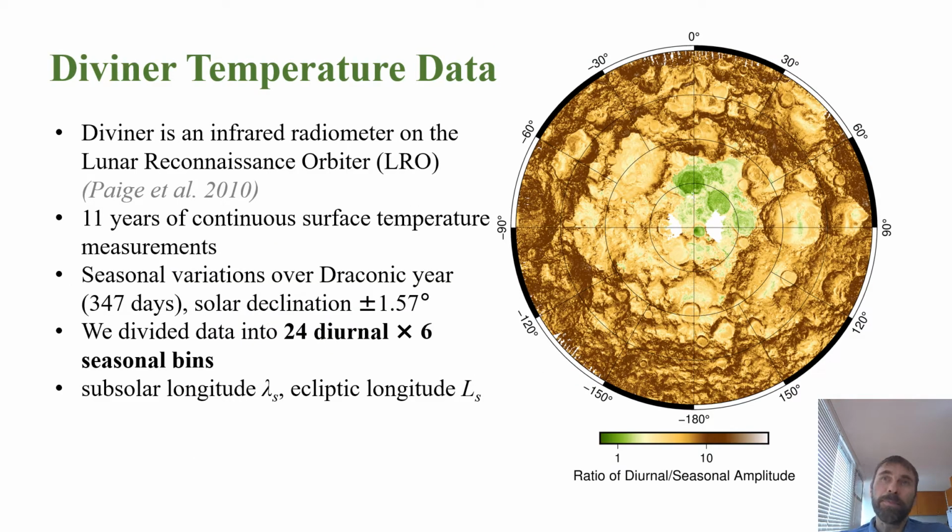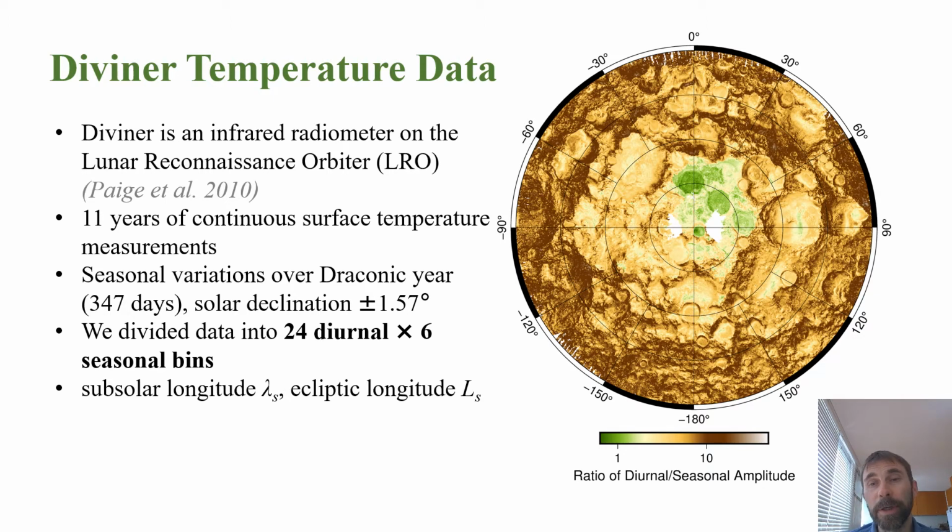And to map cold traps, one can of course use Diviner surface temperature measurements. There are 11 years of these measurements we have used, and we divide them into first local time, or not local time directly, but rather subsolar longitude, but also season, right? There's this draconic year, which is somewhat shorter than the Earth year, and over this draconic year, the solar declination changes by a few degrees.